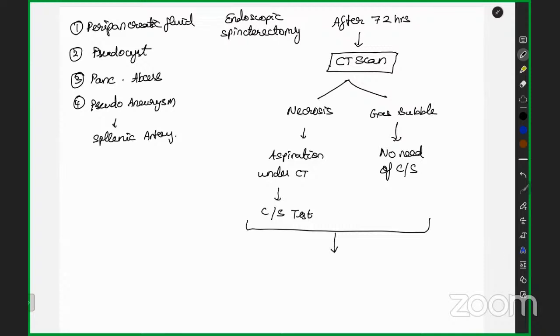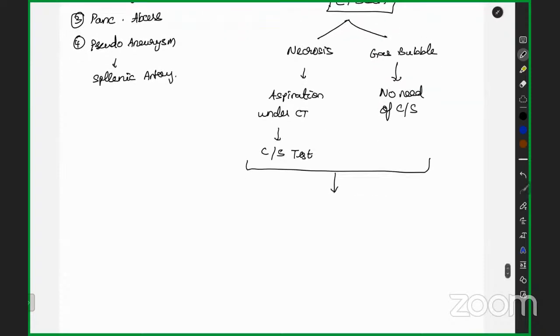So, can you tell me what will be your next step of management? Anyone? You're going to start with a specific high-end antibiotic, that is meropenem. Meropenem is going to be the drug of choice here.